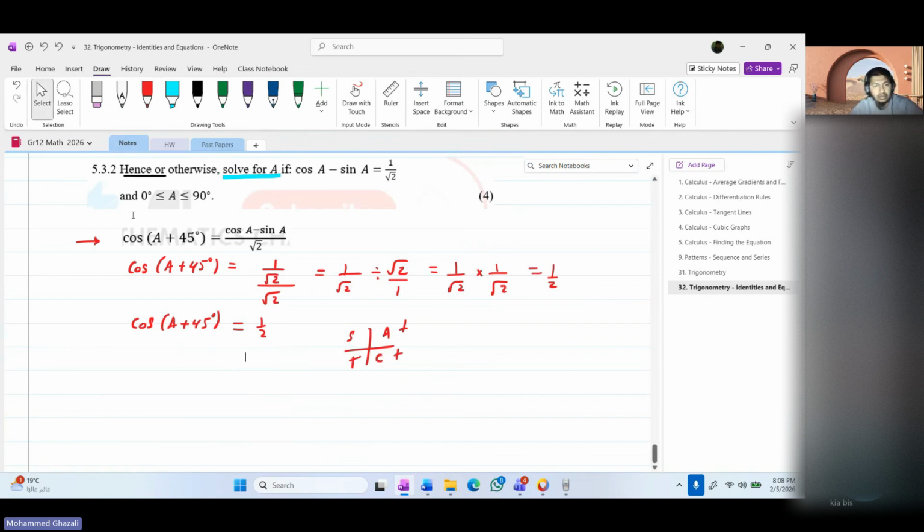All right, so we only want an answer between 0 and 90. In the first quadrant, cos is positive. So just A + 45 = 60 degrees, cos inverse of half, which is 60. So A is equal to 15 degrees. That's it, that's your answer for A.